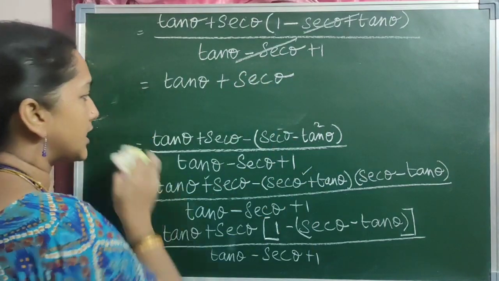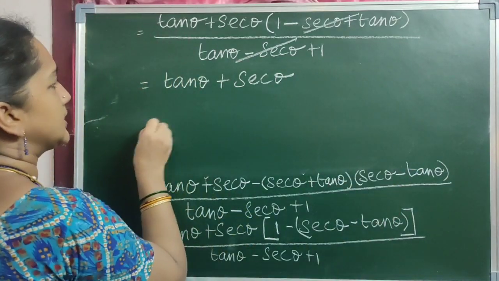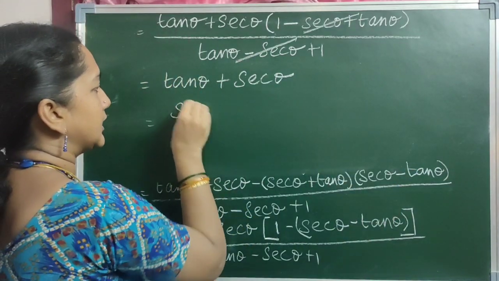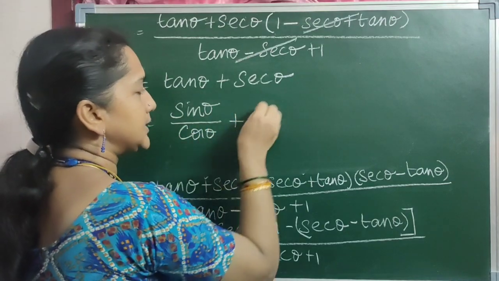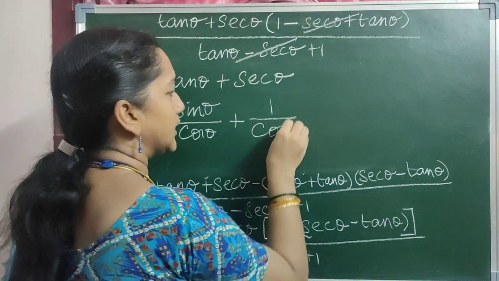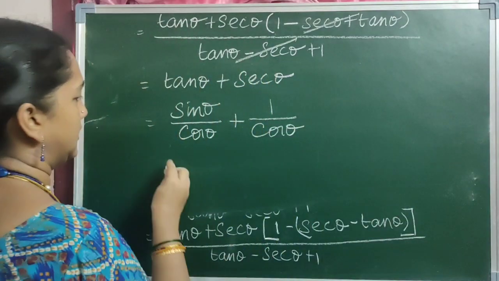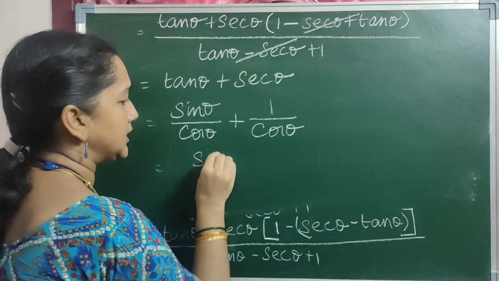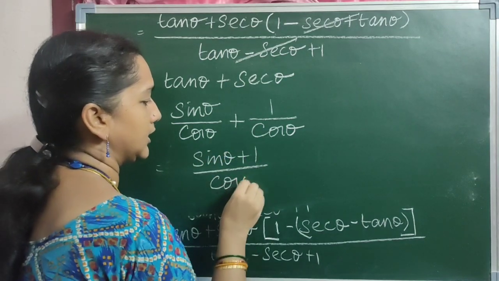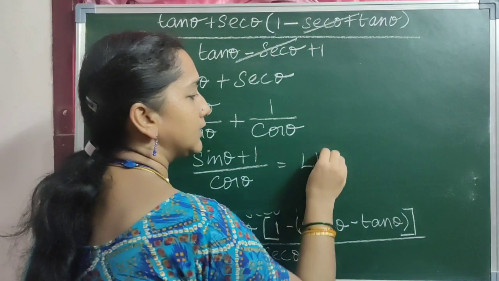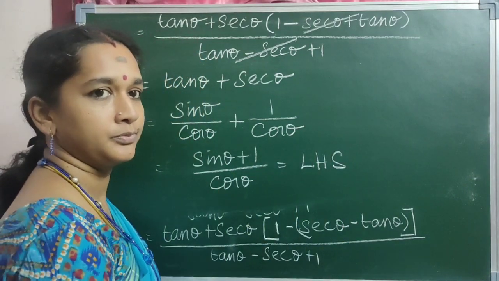Okay, but what are they asking you to find? What is the LHS? You rewrite this as sin theta by cos theta plus 1 by cos theta. So the answer is (sin theta plus 1) by cos theta. So this is our LHS. This is the thing they asked you to prove. Okay.